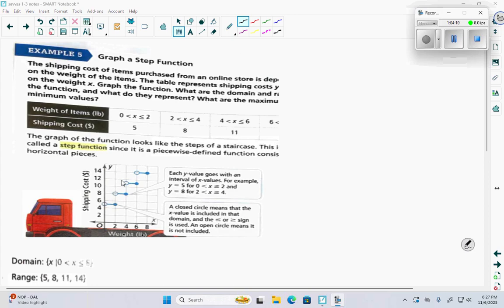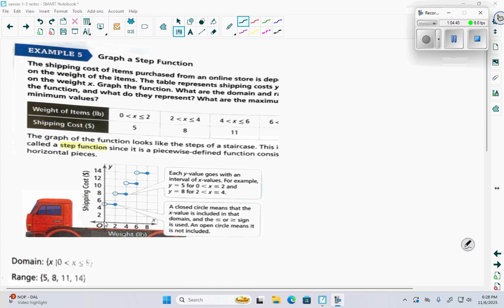So yes, the X's continue on, like where it leaves off, but the Y's don't. You are not connected from one to another. So they just call them a step function. Okay. So reading through this. It says the shipping cost of items purchased from an online store is dependent on the weight of the items. The table represents shipping costs you would incur on the weight for X. Graph the function. What are the domains and ranges of the function, and what do they represent? What are the maximum and minimum values?